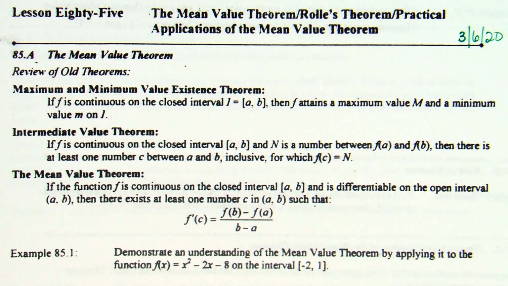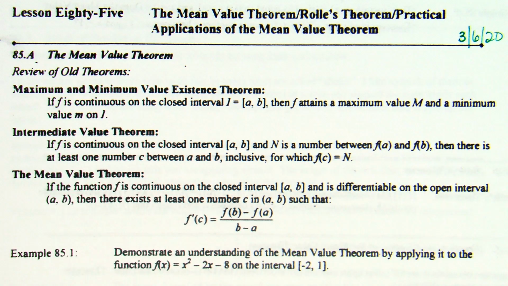This is a review of an old theorem. If f is continuous on the closed interval I, which is defined as a to b, then f attains a maximum value, capital M, and a minimum value, lowercase m, on interval I. So all that's saying is if you have a graph that's continuous, you draw it. No matter what you draw, there is a max somewhere and there is a min somewhere.